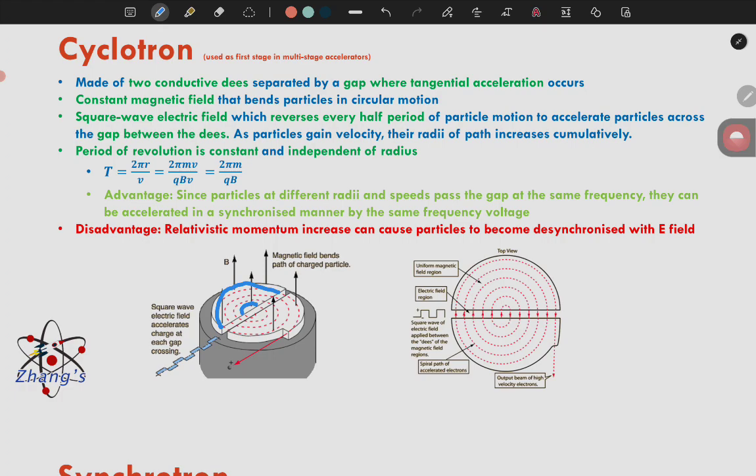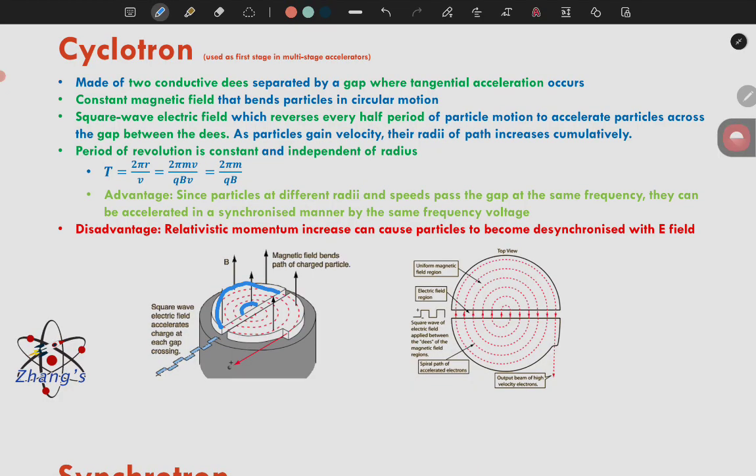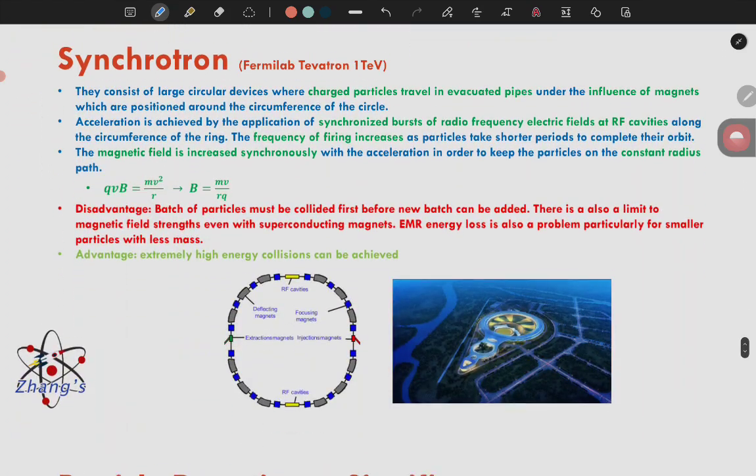But like we said, it's affected by relativistic momentum, because once you get to relativistic speeds, your mass to charge ratio may potentially change. Now, moving on to the synchrotron.